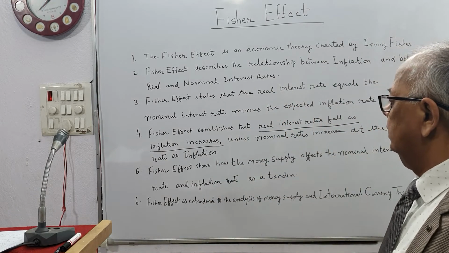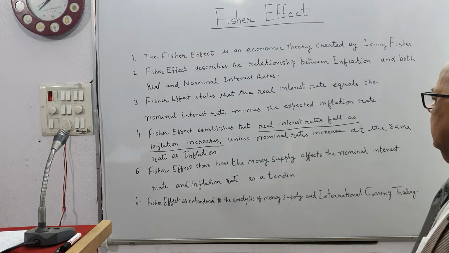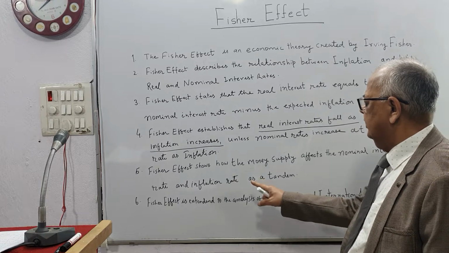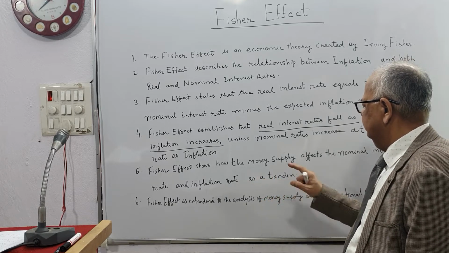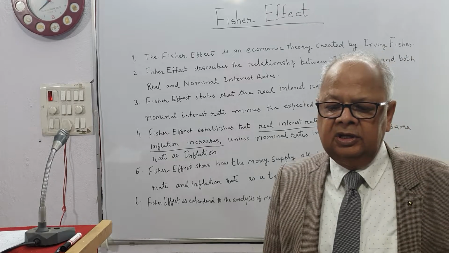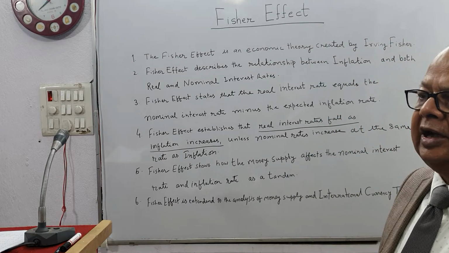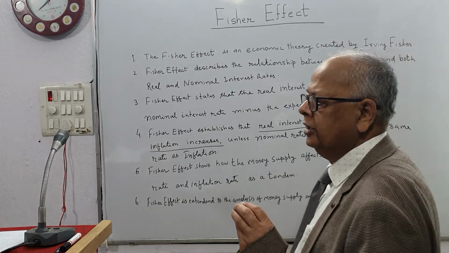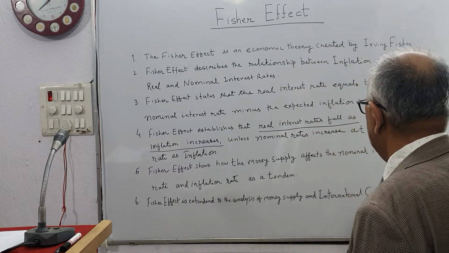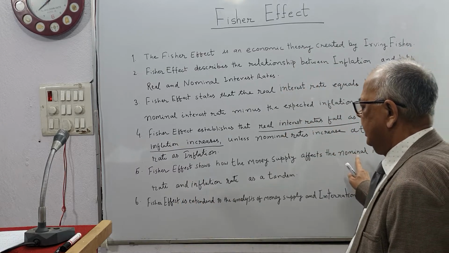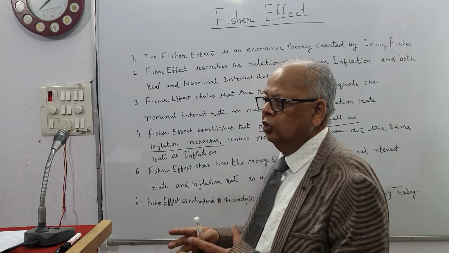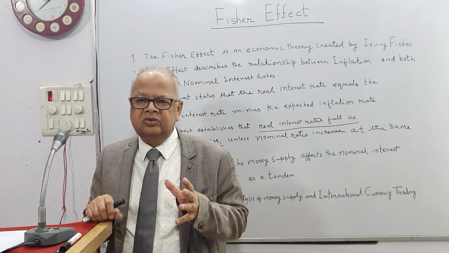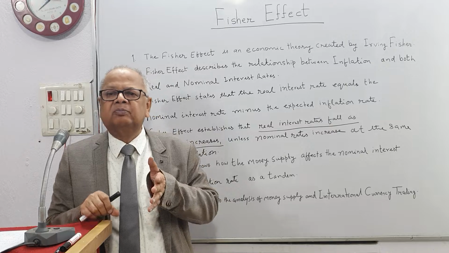Then, fifth is the Fisher effect. It shows how the money supply affects the nominal interest rate and inflation rate as a tandem. This term is likely to be explained. Tandem means working together. That means nominal interest rate and inflation rate both work together, in such a way that they will follow the same path.